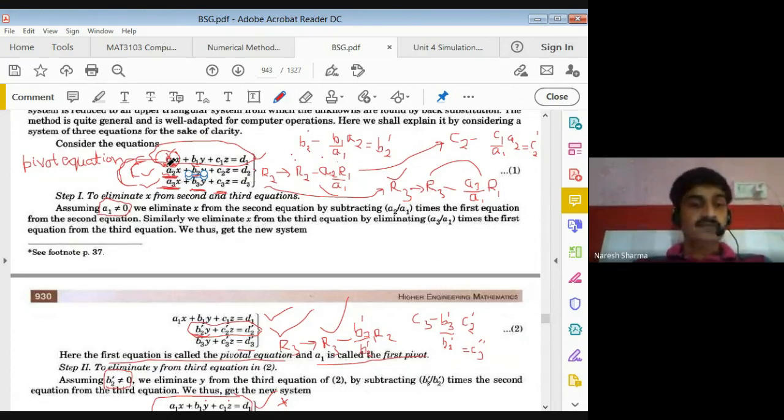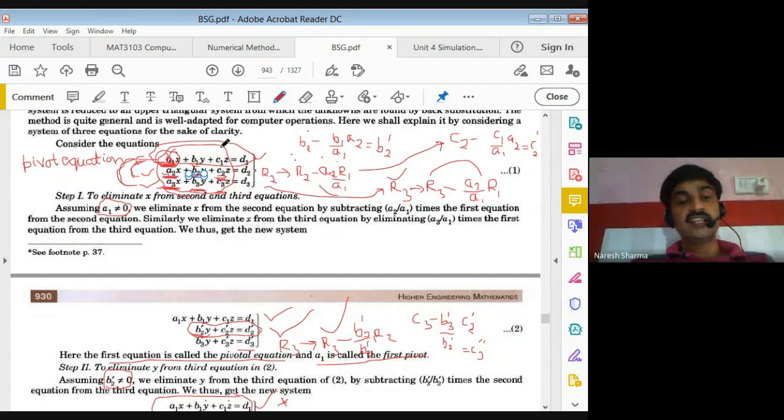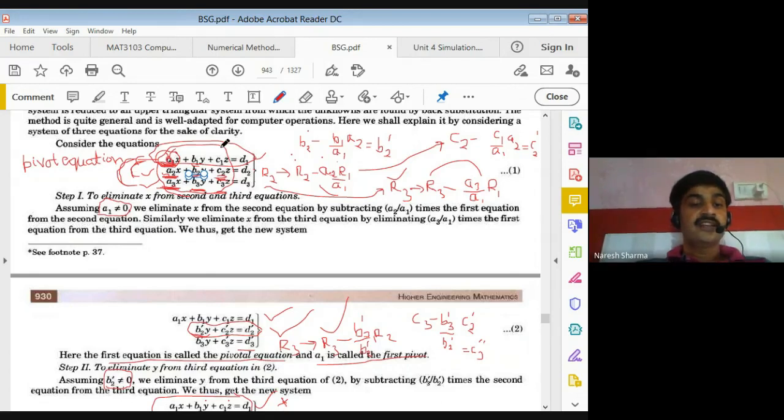It may be possible here, to get this non-zero element, you can interchange your columns also. From this complete matrix, you can find out the largest element in the complete matrix. Suppose this C2 is your largest element, so we can interchange this complete third column with the first column, that is first at third, means you can interchange the positions of your x and z, right?